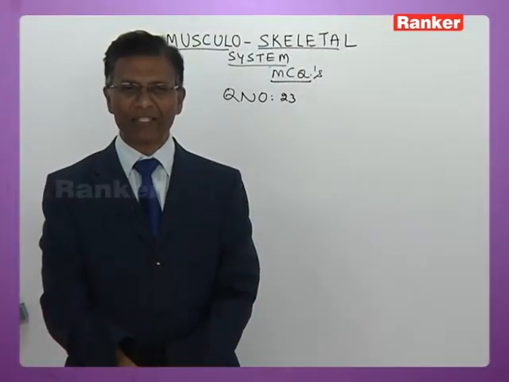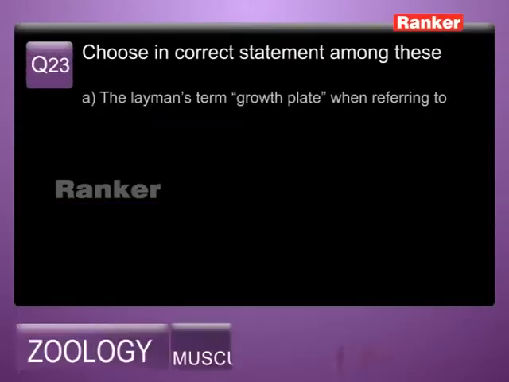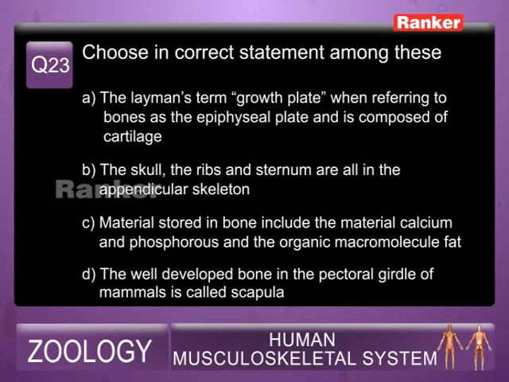Now here is 23rd question. I shall read the question for you students. Choose the correct statement among these. A. The layman's term growth plate, when referring to the bone as epiphyseal plate, is composed of cartilage. B. The skull, the ribs, the sternum are in the appendicular skeleton. C. Material stored in the bone includes calcium and phosphorus and organic macromolecular fat. D. The well-developed bone in the pectoral girdle of human being is called scapula.